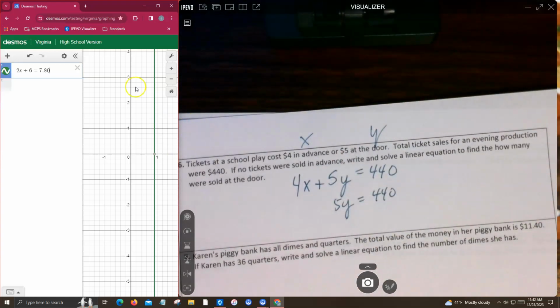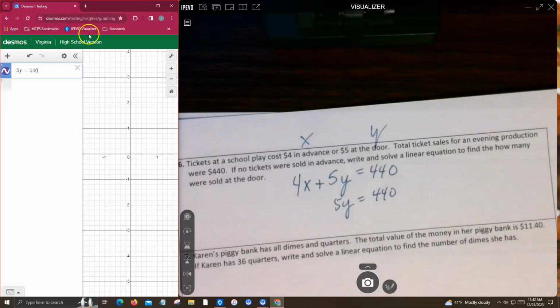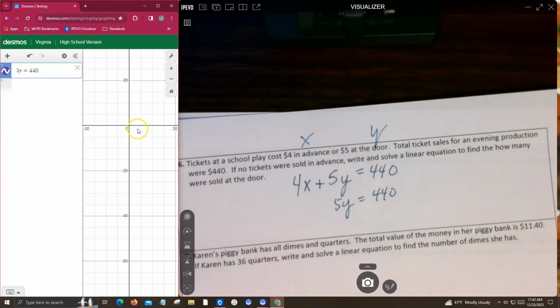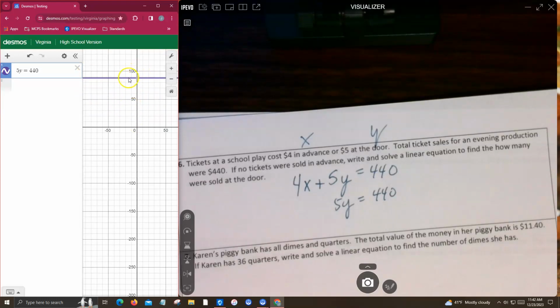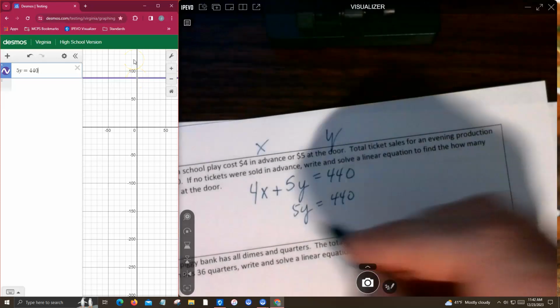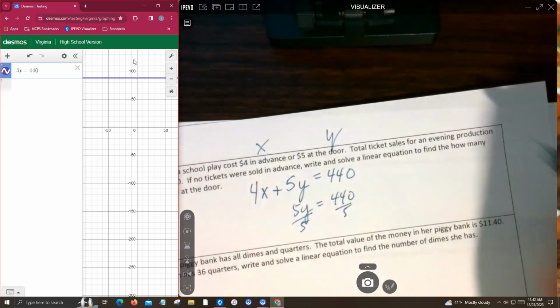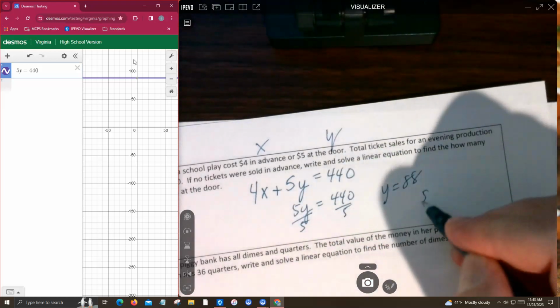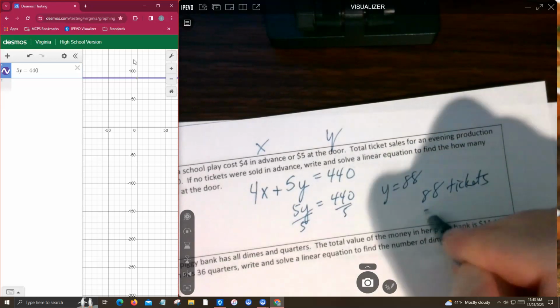And again, I can put that in my calculator as 5y. Now, remember, if I'm using y, look what's going to happen to my graph. When I zoom out, you'll notice I have a vertical line instead of a horizontal one. That's because I used y. And we just talked about that in the x and y intercepts lecture. If they're y equals, they go this way. If they're x equals, they go that way. This looks like 88. And again, you could have just used your calculator. If you divide 440 by 5, you get 88. So they sold 88 tickets at the door.